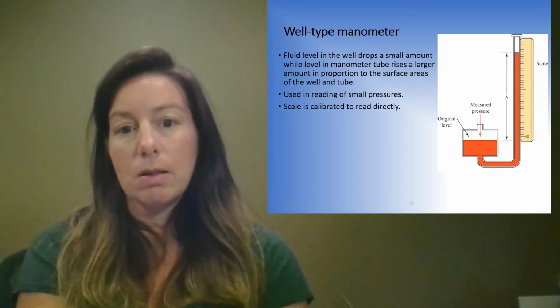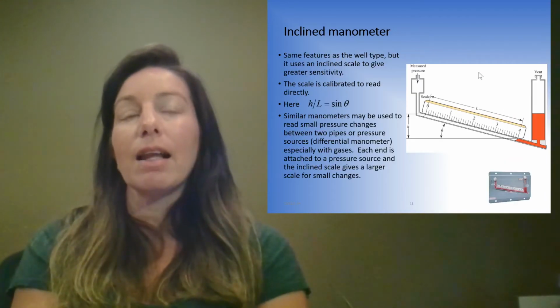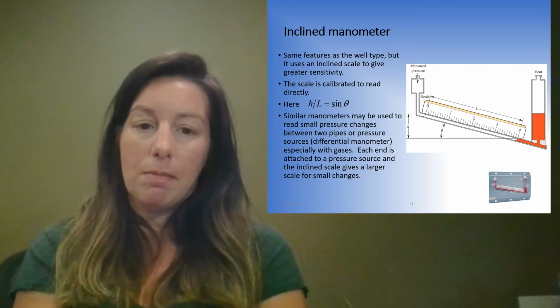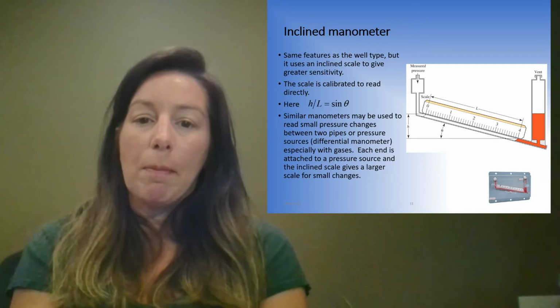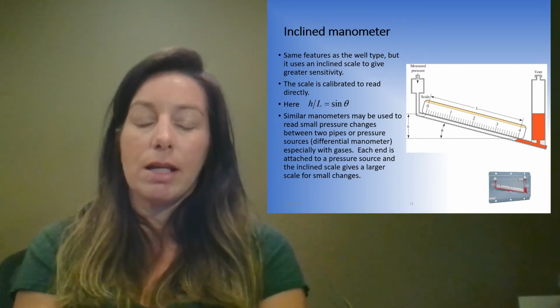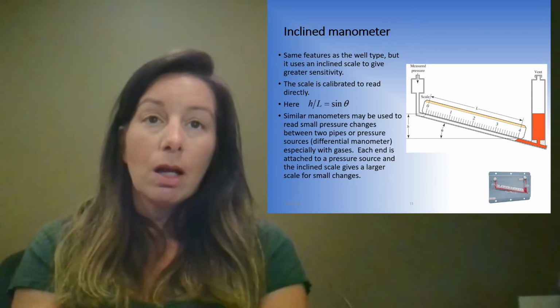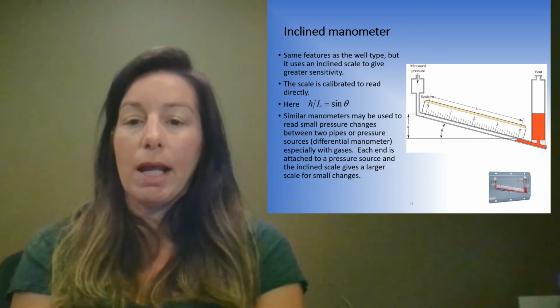We'll get into some applications here. There's an inclined manometer, just as the name suggests. It has an inclined scale. It's the same as the well type, but it's used on an inclined scale to give greater sensitivity, say if you care about smaller drops in pressure. The scale is calibrated so that you don't have to make any guesses, right?